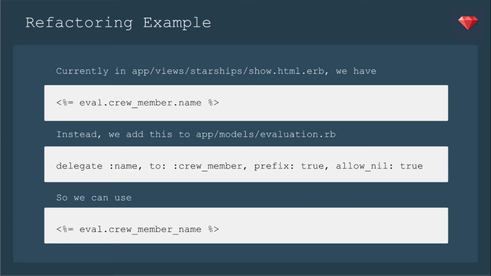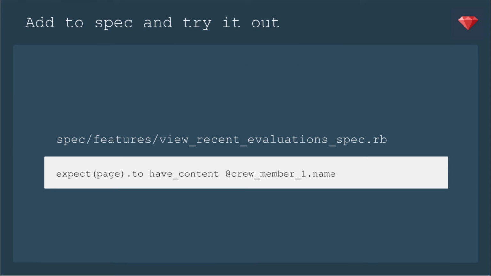If you put this helper method in, then you can use eval.crewmember_name. So that prefix is what allows us to say crew member as the prefix, and then underscore name, and that is the attribute we're looking for. So let's add it to our spec and try it out. Now we'll expect the page to have the content at crewmember1.name.